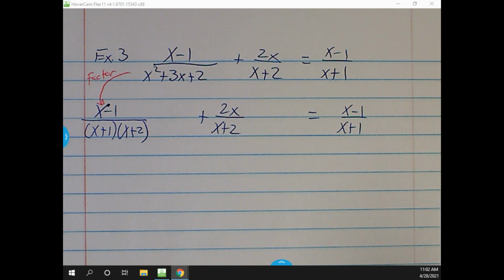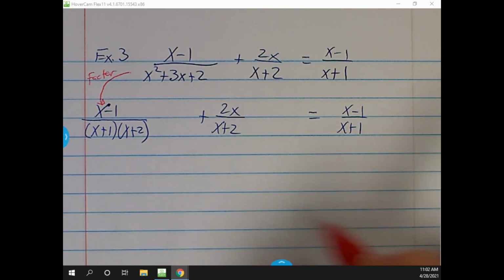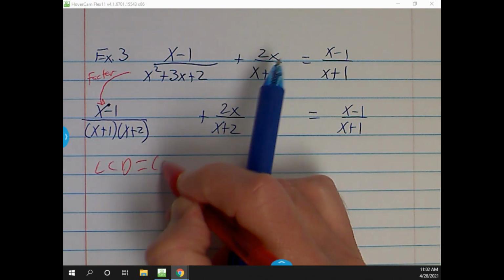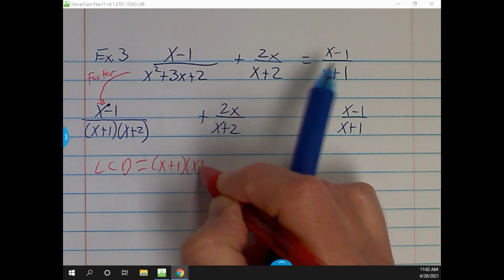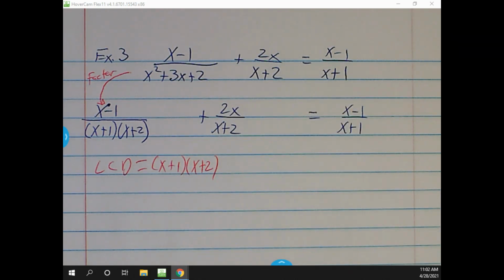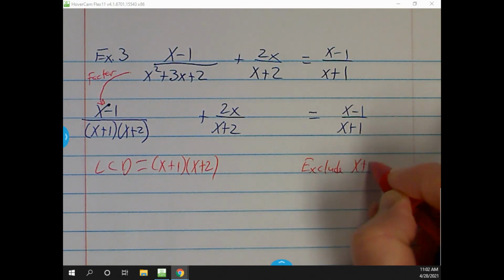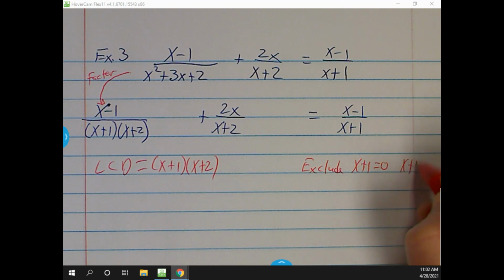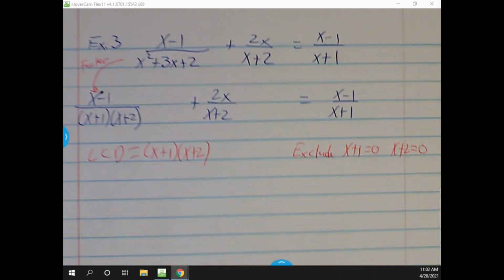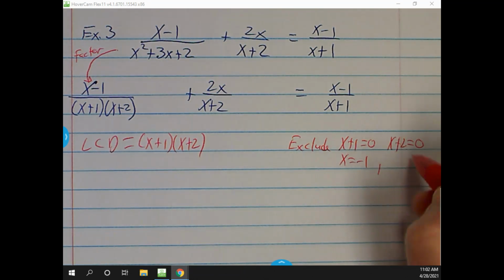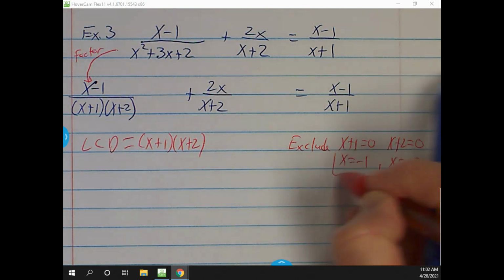All right, and that's going to help us. And again, we're going to save a little bit of work on this one. So whatever your problem is, just space it out when you factor it out. That should save us some work, because we're going to figure out that the least common denominator is just x plus 1 and x plus 2. Okay, and we have to exclude x plus 1 equal to 0 and x plus 2 equal to 0. Again, that one we'll just subtract 1 from both sides, and this one we'll subtract 2 from both sides. So we're just excluding negative 1 and negative 2.